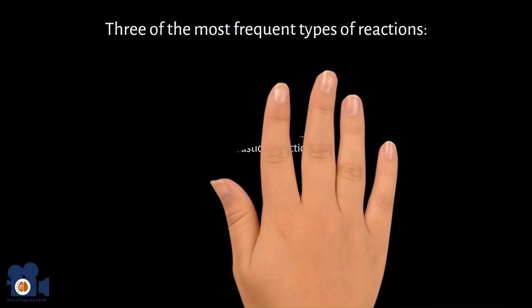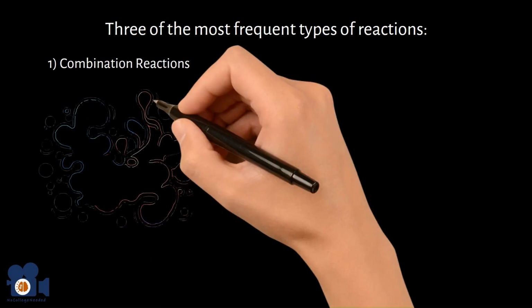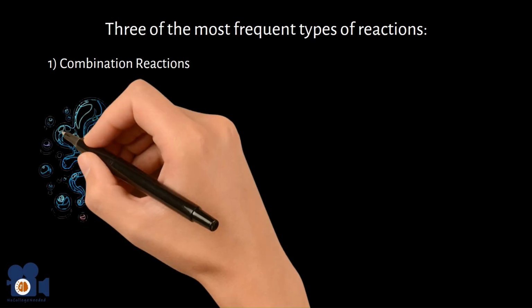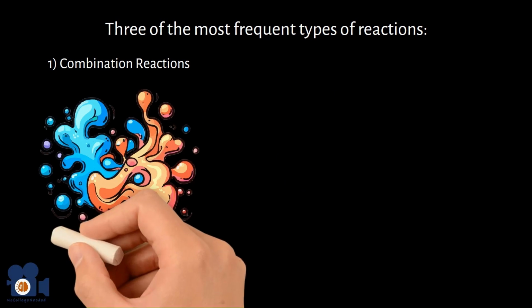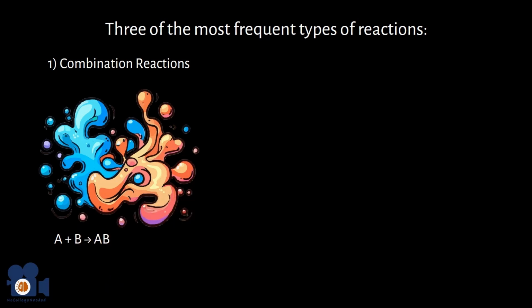Combination reactions are a type of chemical reaction in which two or more substances combine to form a single, more complex substance. In other words, the reactants combine to form a product. The general equation for a combination reaction can be represented as follows: A plus B yields AB. In this equation, A and B represent the reactants, and AB represents the product. The reaction is often exothermic, meaning it releases energy in the form of heat.